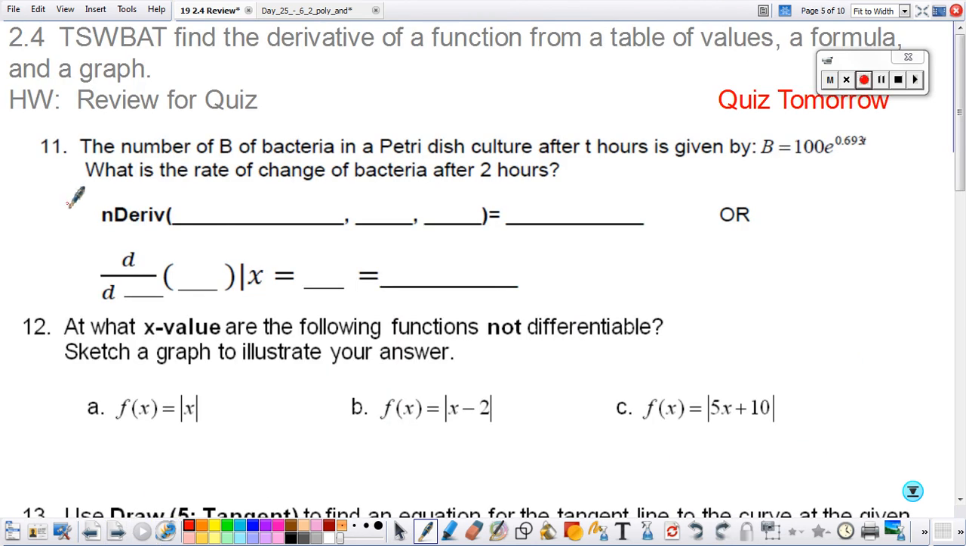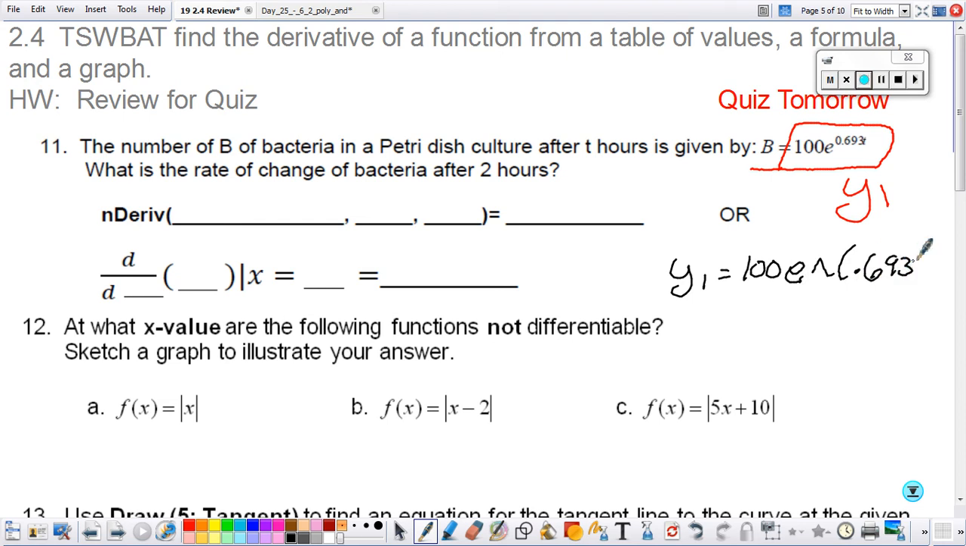Okay, so question 11 is a calculator problem, 100% a calculator problem. This function here goes into your y1. And that's a little t next to the decimal and the exponent. When you type in that exponent, your y1 is going to look like this, 100 e to the, and you have to put the variable in the parentheses with that decimal number so that it's all considered the exponent to e.